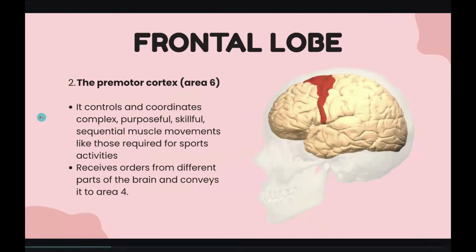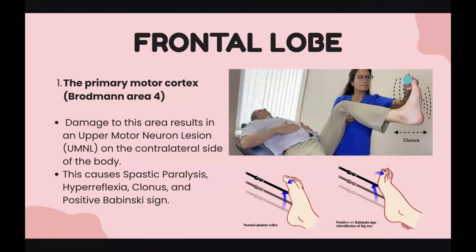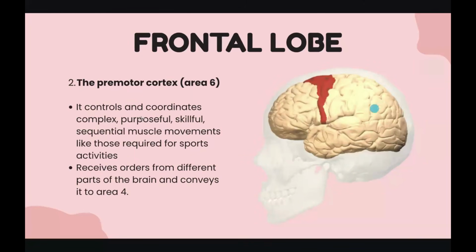This is it for the primary motor cortex area. But what is the one cortex or Brodmann area that has the most to do with the primary motor cortex area? It's the premotor cortex area. The premotor cortex area is what controls and coordinates the primary motor. It basically receives orders from all the different parts of the brain and conveys them to area 4, the primary motor cortex area.